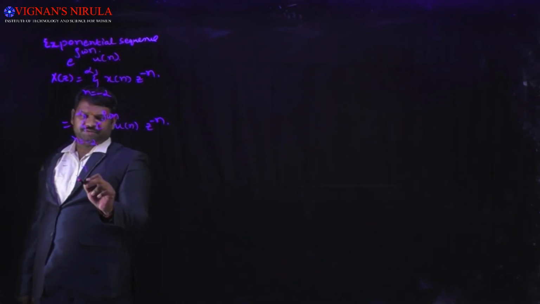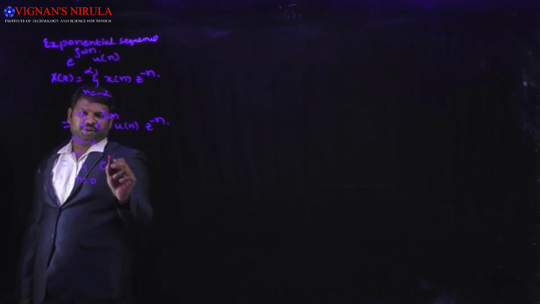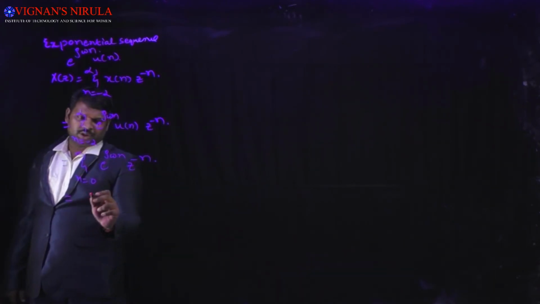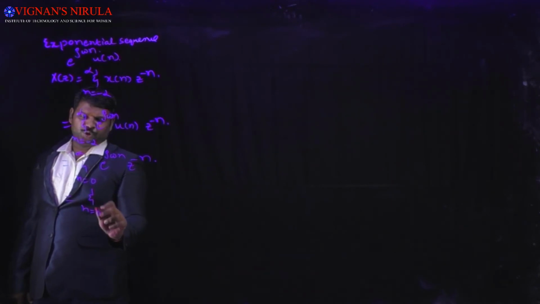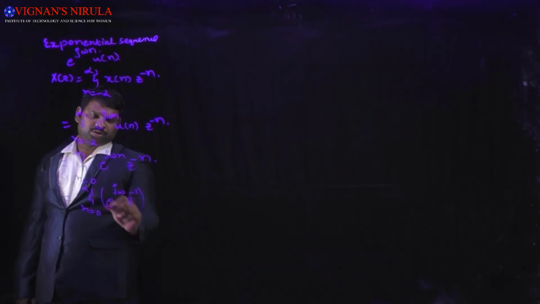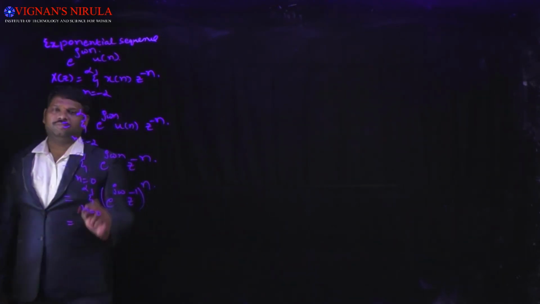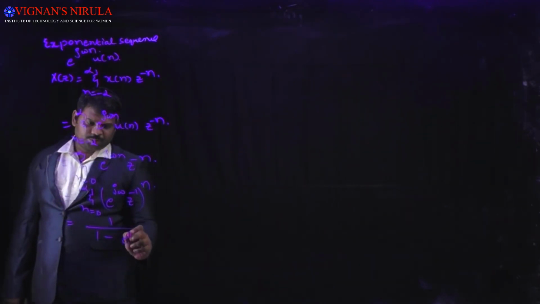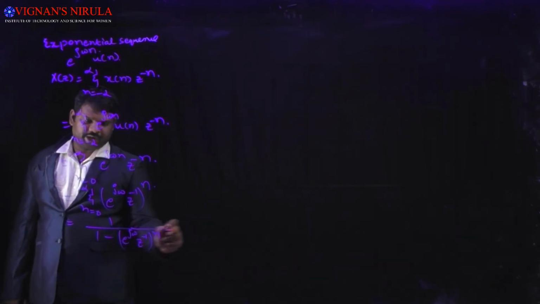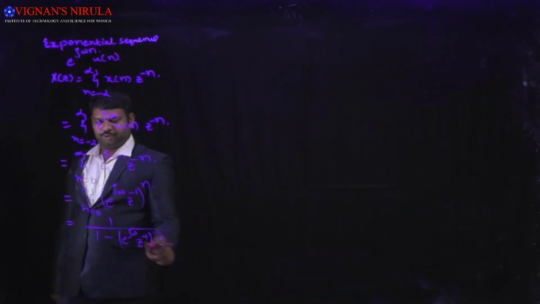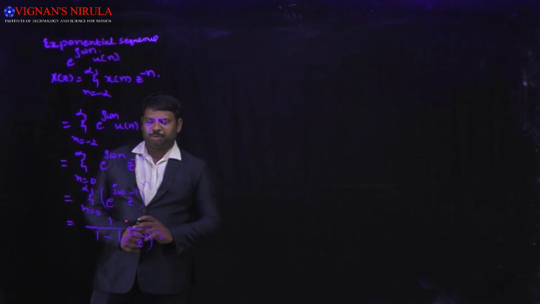As u of n is defined for n varies from 0 to infinity, we get e power j omega n z power minus n, then the summation n varies from 0 to infinity of e power j omega z inverse whole power n. Therefore, it will be given as 1 by 1 minus a, where the value of a will be e power j omega z inverse.